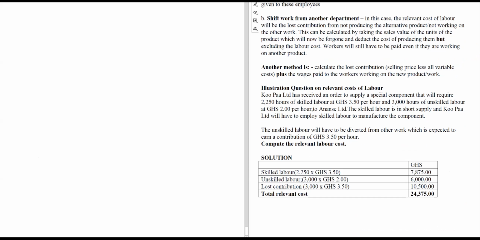So let's see. COPA has received an order to supply a special component that requires 250 hours of skilled labor at 3.50 pesos per hour, and 3,000 hours of unskilled labor at 2 CD per hour, to Anansi Limited. The skilled labor is in short supply, and COPA Limited will have to employ skilled labor to manufacture the component. The unskilled labor will have to be diverted from other work, which is expected to earn a contribution of 3.50 pesos per hour. So what becomes the relevant cost of labor?